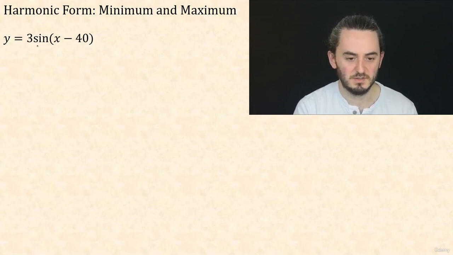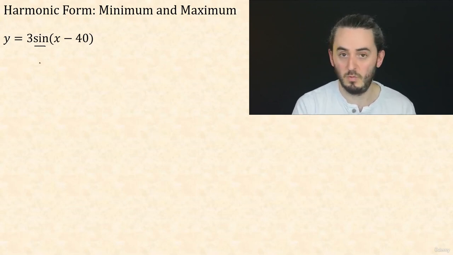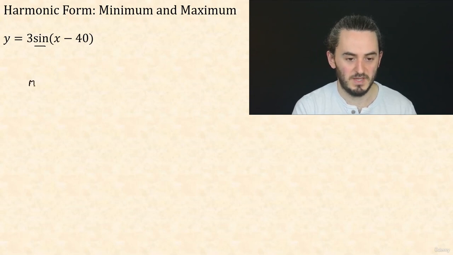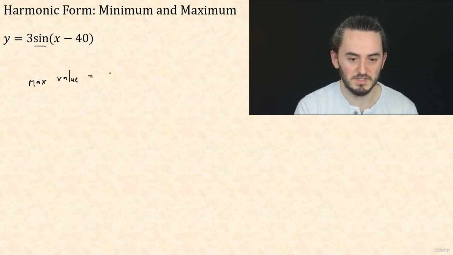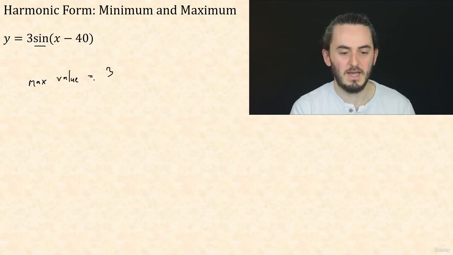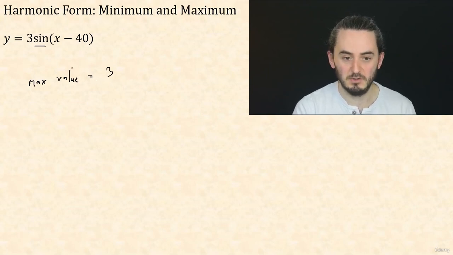The reason is this. I know that sine of anything oscillates between 1 and minus 1. Well, that means that 3 sine x must be oscillating between 3 and minus 3. So I can be certain that the maximum value that this function ever takes is 3. So that's already sorted. Max value of the function is 3. But what's the x value that gives us that?